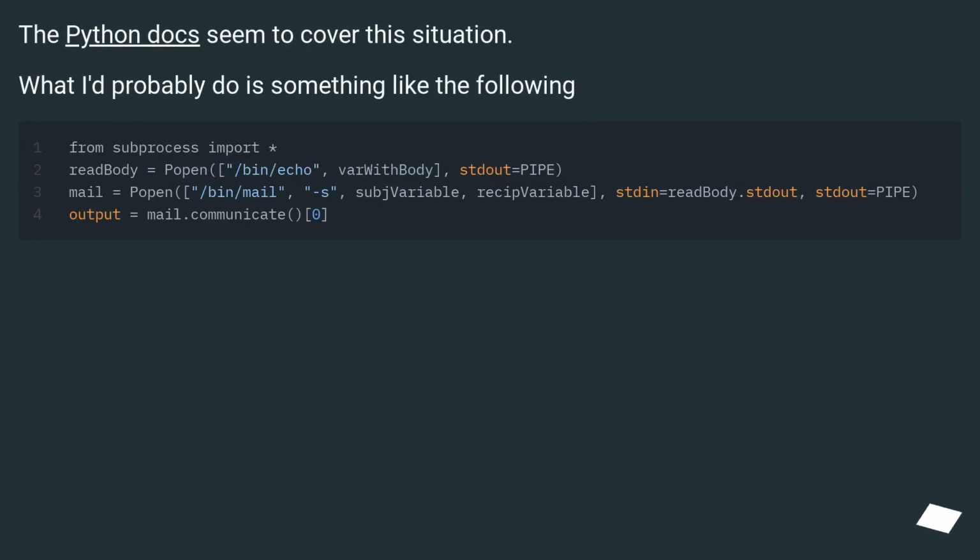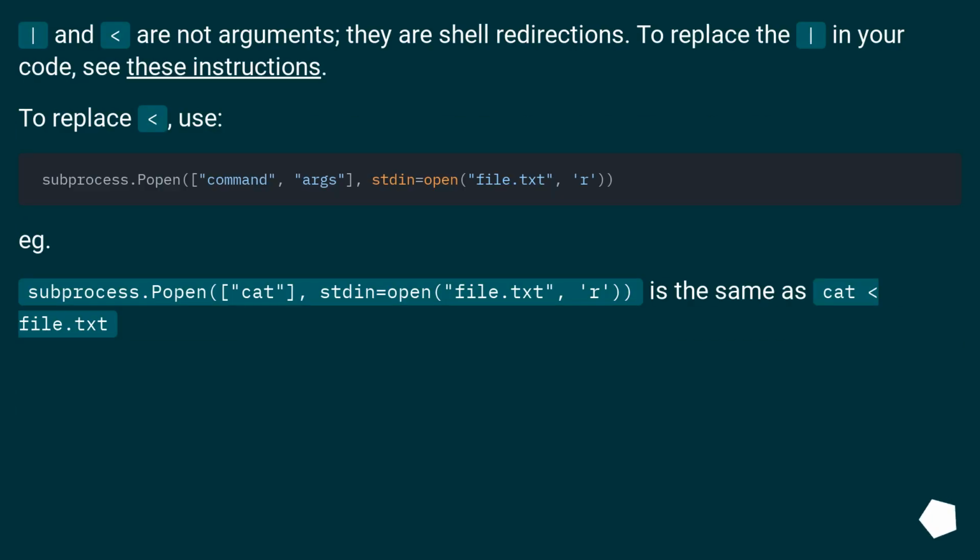The Python docs seem to cover this situation. What I'd probably do is something like the following. And the less-than and greater-than signs are not arguments, they are shell redirections. To replace them in your code, see these instructions.